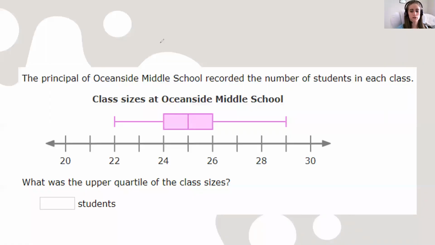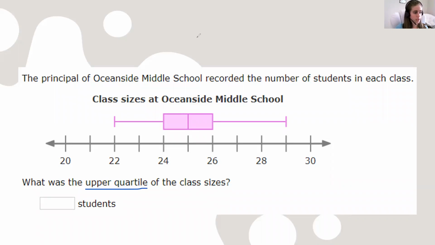The principal of Oceanside Middle School recorded the number of students in each class. What was the upper quartile of class sizes? So let's read that question again. We want to know what the upper quartile is. If you don't have what each line in the box plot means memorized yet, that's okay. Look back at your notes. If you didn't take notes, pause this video, back it up, and take notes or grab a screenshot.